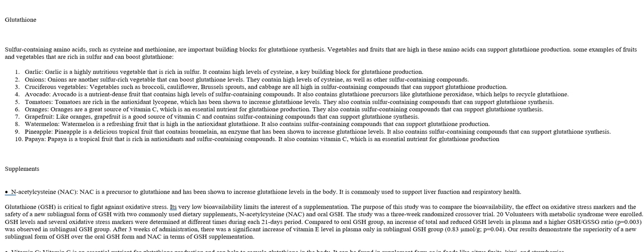But yeah, avocado is a nutrient-dense fruit that contains high levels of sulfur-containing compounds. It also contains glutathione precursor like glutathione peroxidase, which helps to recycle glutathione. Tomatoes are rich in antioxidants like lycopene, which has been shown to increase glutathione levels. They also contain sulfur-containing compounds.